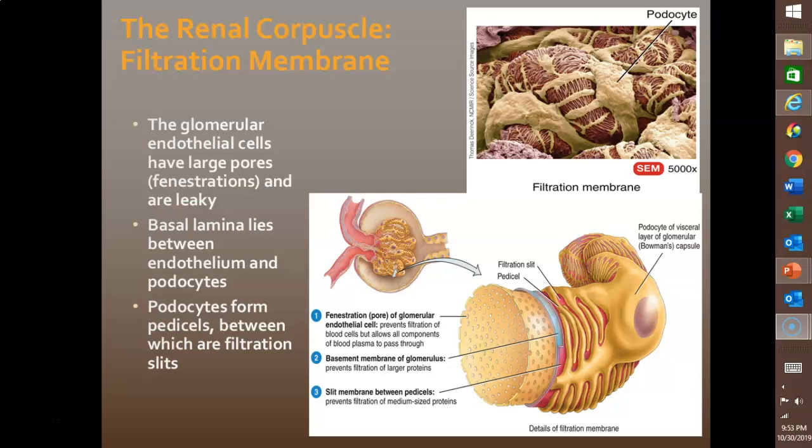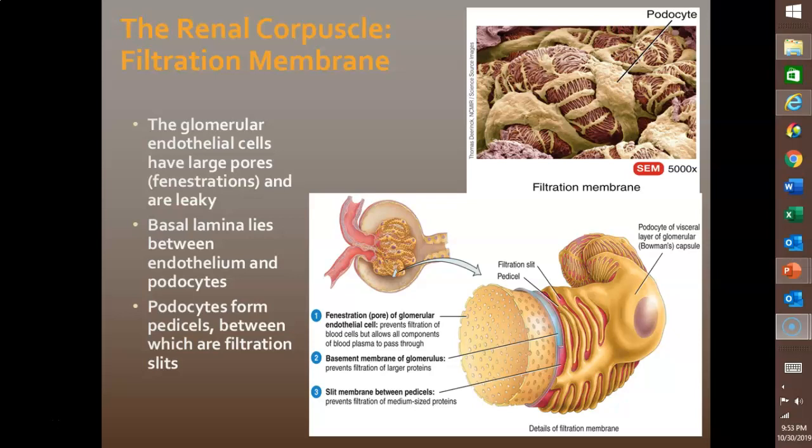So the glomerular endothelial cells are very leaky because they have large fenestrations. Remember, we talked about fenestrated capillaries. Fenestra is an opening, a window, or a pore. So this allows solutes in the blood plasma to exit across those glomerular capillaries, but it prevents filtration of blood cells. The second layer is the basement membrane.